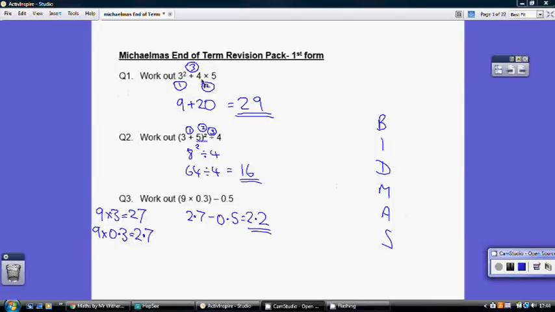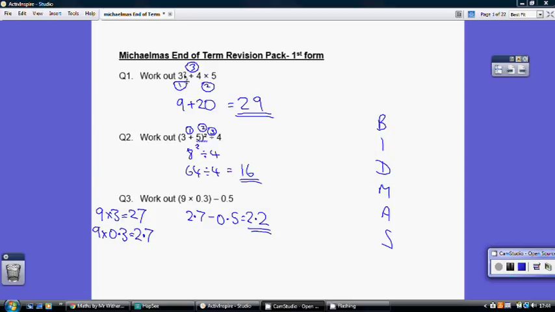So, question 1, we have to follow BIDMAS because we've got various operations going on. And remember, with BIDMAS, this means we do any brackets first, then indices, that's powers, then division, then multiplication, then addition and subtraction. So with question number 1, we've got to start off with indices because we don't have any brackets. So the squaring will come first, secondly will come the multiplication, and only thirdly will come in the addition.